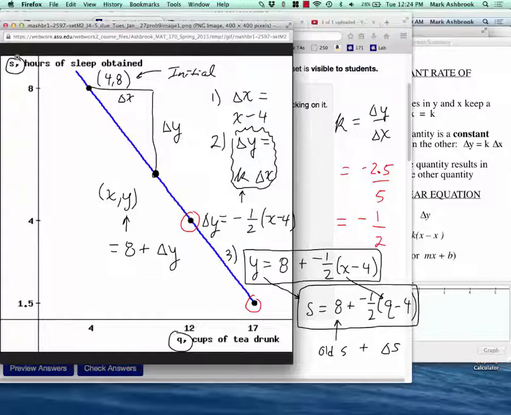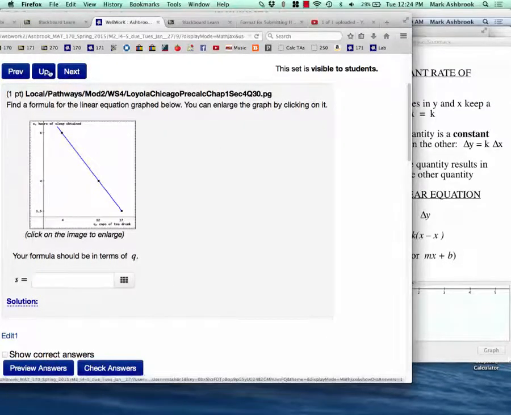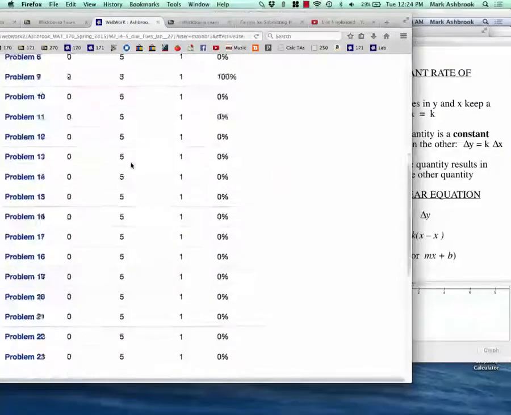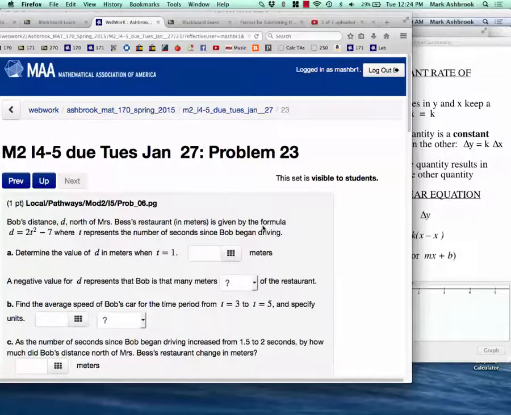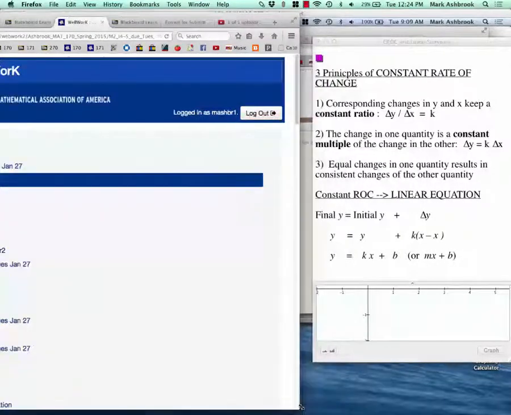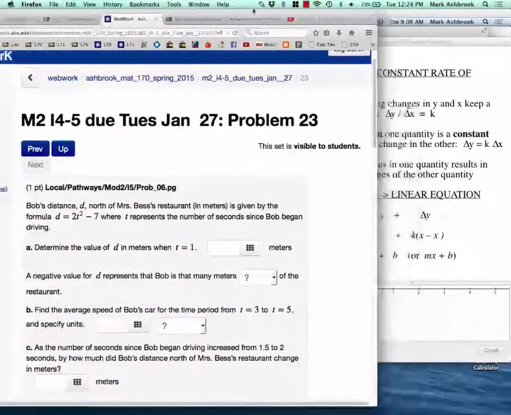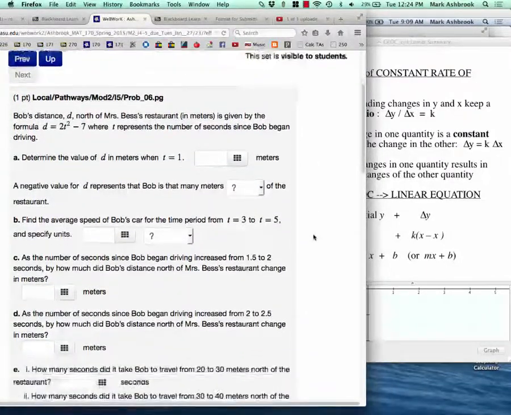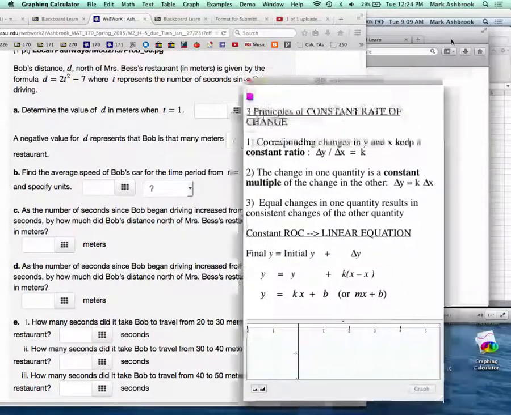Okay. One last one having to do with the new topic that we had last time, this one about the restaurant. So let's go over this one. Okay, so this is about average speed. So we talked about average speed last time. And let's review this.